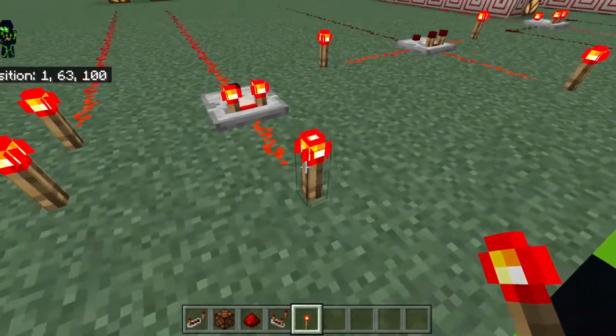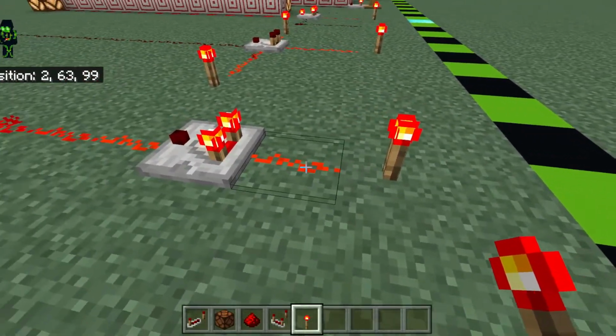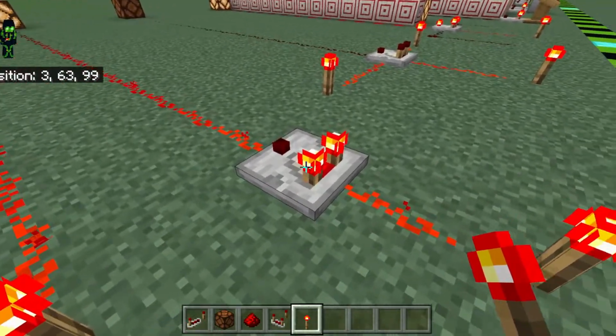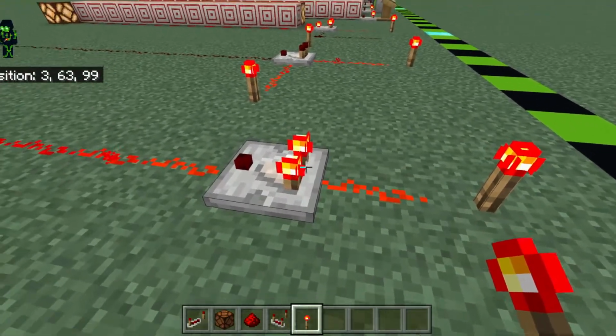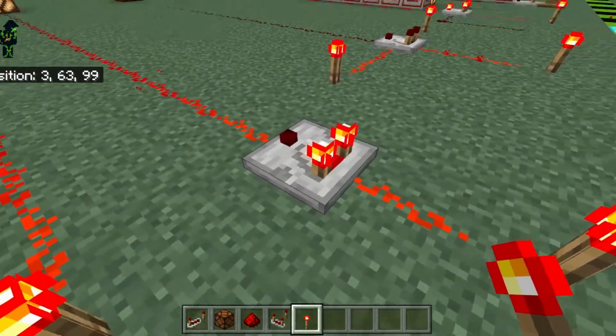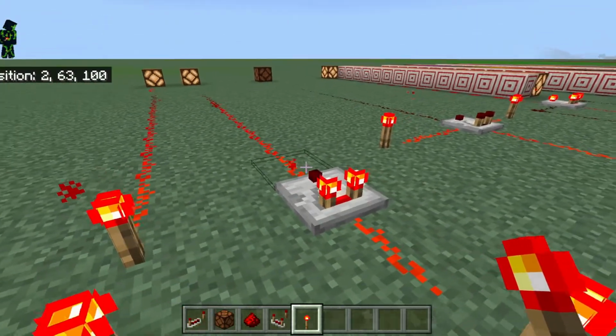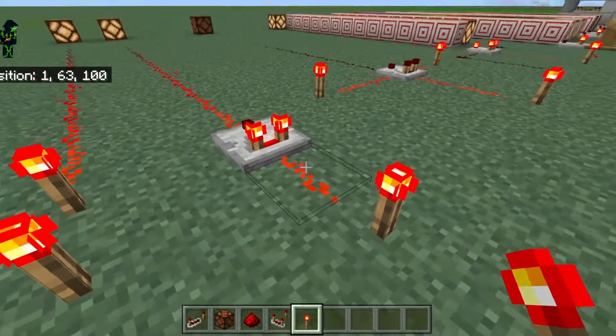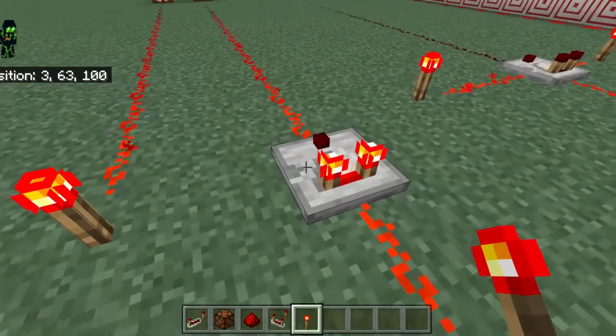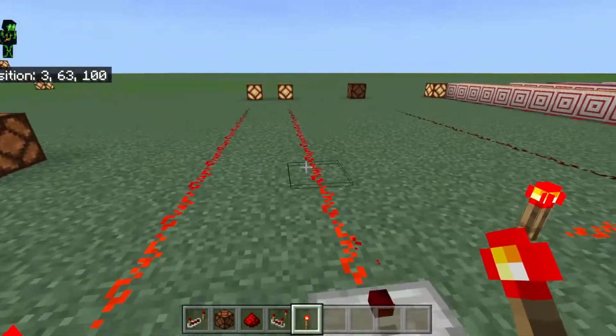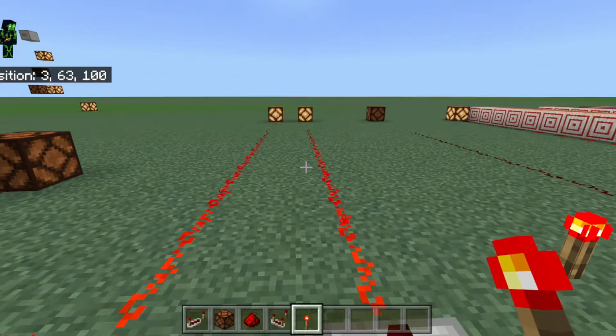Here, this torch is outputting a signal of 15, and this comparator, this is the rear input, the side with the 2 lamps on it. These are the sides, and that's the output, the side with the single torch on it. It's receiving that signal strength of 15 and maintaining it on the output, so it's putting out a signal strength of 15.